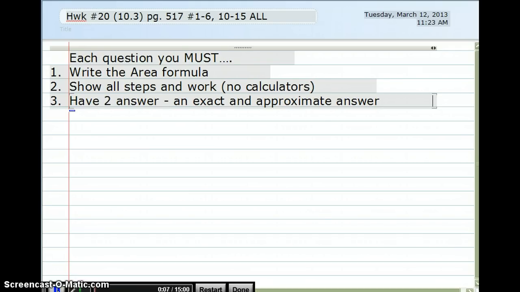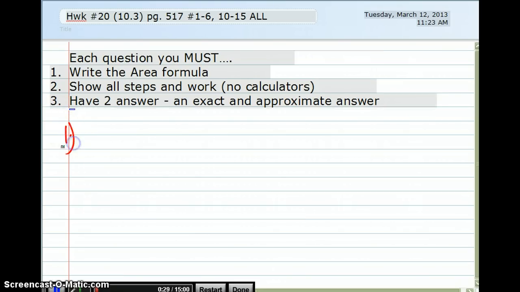There are 3 things that you must do for your homework tonight. First, you have to write the area formula for each question. You also need to show all of your work by plugging in your numbers correctly and not using any calculators to do your work. And you must have 2 answers. One is an exact answer and the other is an approximate answer.